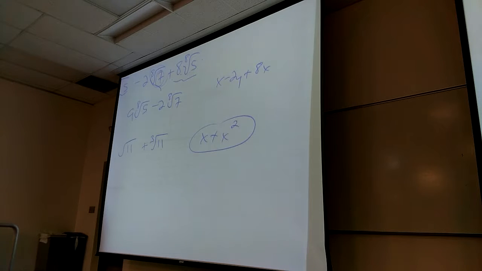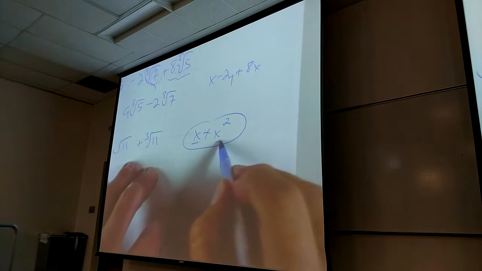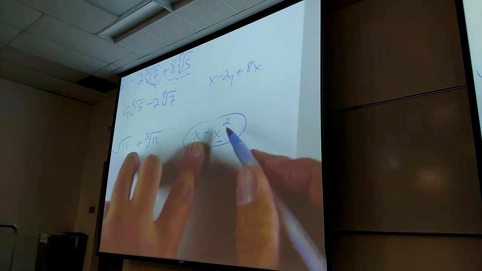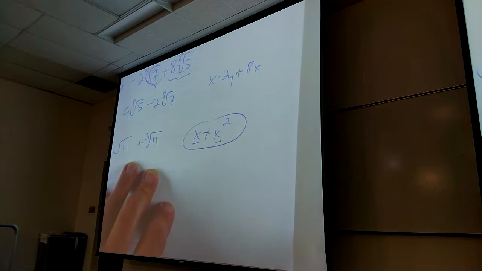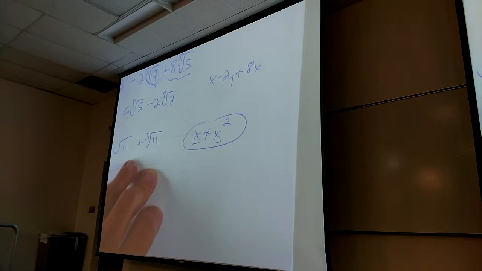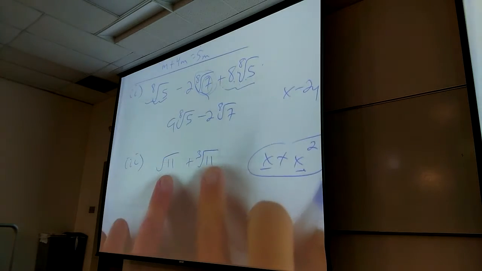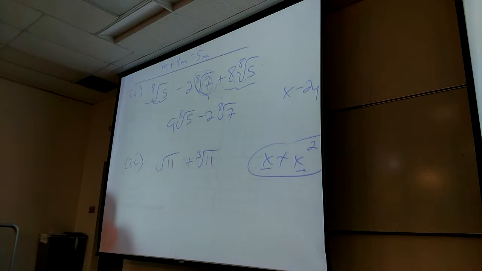So in order for them to be like terms, they have to have the same index, the same root, and the same inside. They have to be completely the same. Here, they have the same base, don't they? But why are they not like terms? Because they don't have the same exponent. They're not the same number of x's. So it's very similar to the requirements for like terms with variables. It doesn't just have to be the same letter, it's got to be the same amount of each letter. It doesn't just have to be the same root, it's got to be the same inside also.